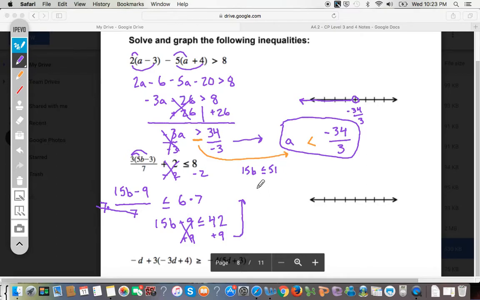Okay, so here I have a positive coefficient. Okay, 15 is a positive number. So I'll divide by 15. But because 15 is positive, I don't need to switch my sign. Okay, so my 15's cancel here. So I'm left with b is less than or equal to 51 over 15.